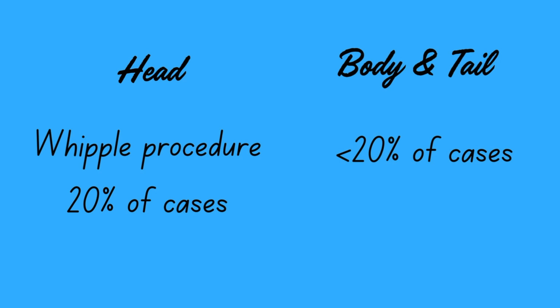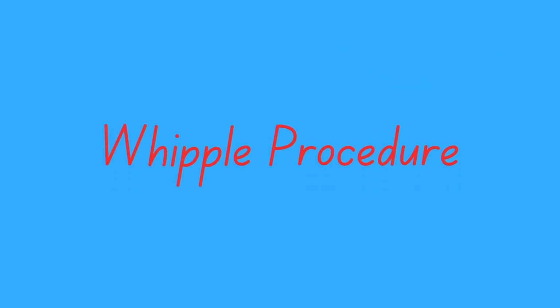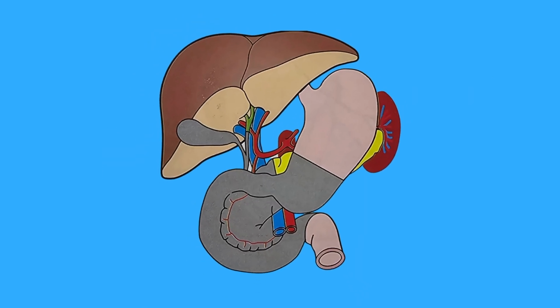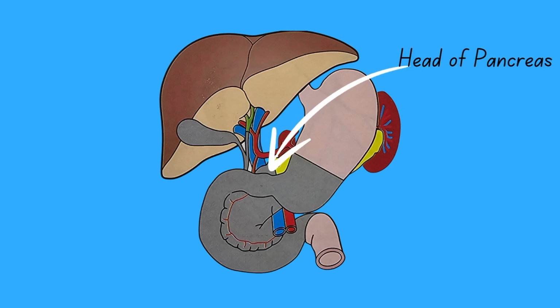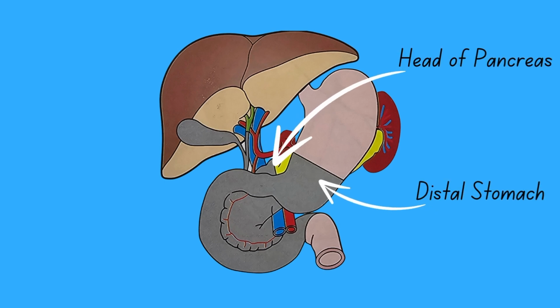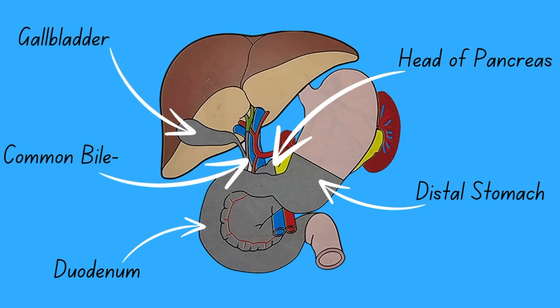The surgery for the head of the pancreas is the Whipple procedure. As you can see on this picture, the Whipple procedure is the resection of the head of the pancreas, then distal stomach, then duodenum, then gallbladder, and the common bile duct.